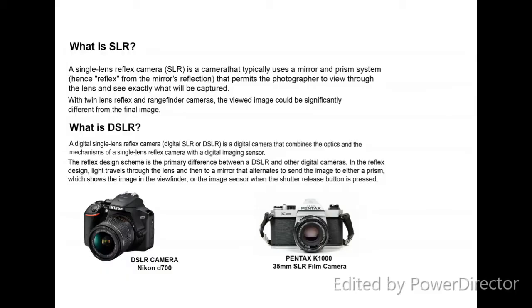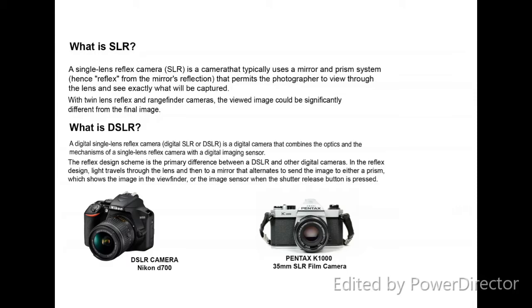Today I'm going to discuss what a basic camera is. What is SLR? SLR means a single lens reflex camera. SLR is a camera that typically uses a mirror and prism system and reflects from the mirror, which permits the photographer to view through the lens and see exactly what will be captured.